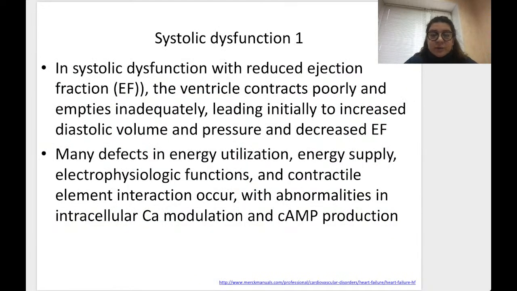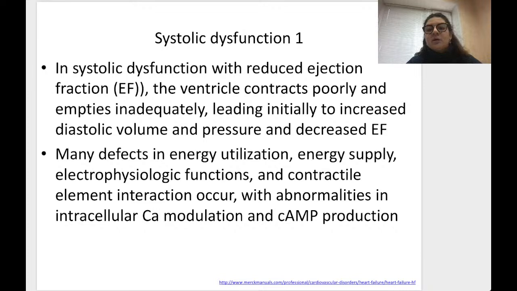Okay, and what will it be? It will be systolic dysfunction. In systolic dysfunction with reduced ejection fraction, the ventricle contracts poorly and empties inadequately, leading initially to increased diastolic volume and pressure and decreased ejection fraction.